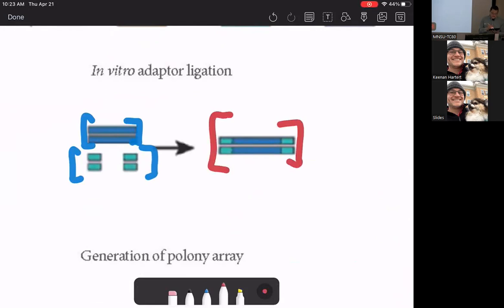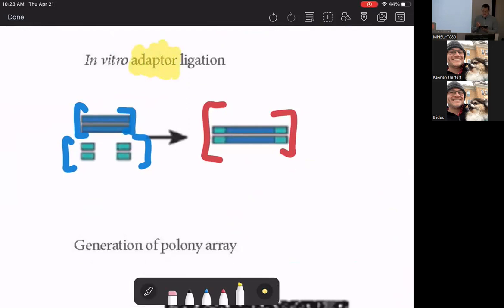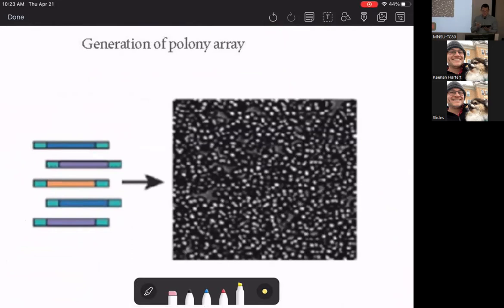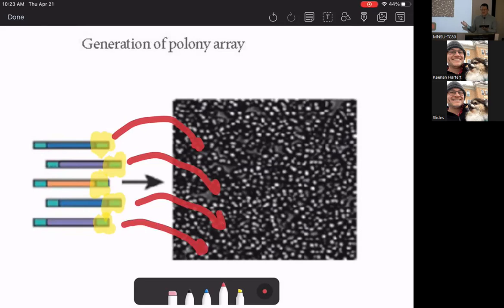And the reason they're called adapters is this next step. You split the DNA up again, and the adapters that you've attached, they attach to a very special and very expensive little chip, like a microchip. And all these little dots that you're seeing on this microchip, those are DNA attached to an adapter, which is attached to the chip. That's why you call it an adapter. DNA adapter to chip.